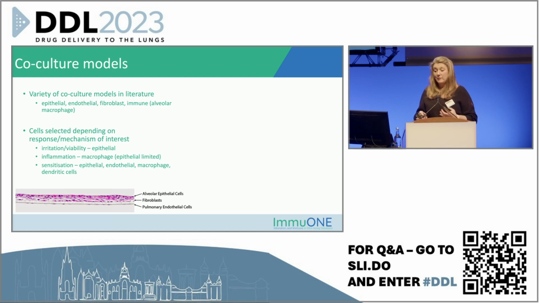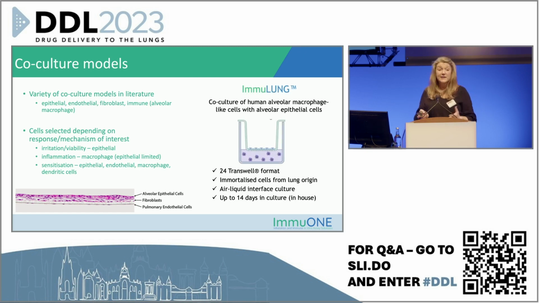The cells should be selected depending on the response mechanism. There are some nice alveolar models out there with companies like MatTek, or co-cultures of primary cells. We can also do it with cell lines, and there's a lot in the literature. There are some on the market that use different types of epithelial cells with immune cells. Some of these are in a single system, and some can be pulled apart. But the co-culture model is really to understand more mechanistic behavior and how those cells interact with each other.